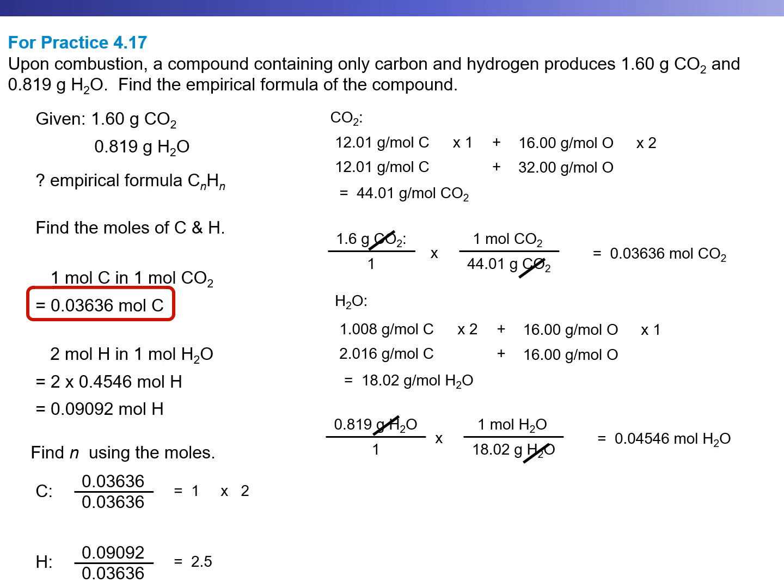So we're going to multiply the moles of carbon by 2 and the moles of hydrogen by 2 and work those out. And so we're going to end up in our formula with 2 moles of carbon and 5 moles of hydrogen, giving us a formula of C2H5.